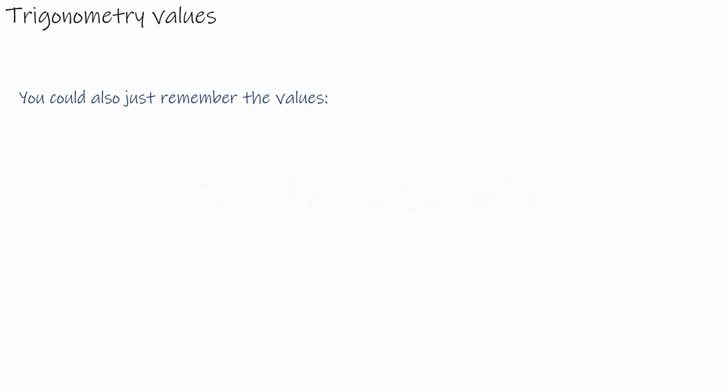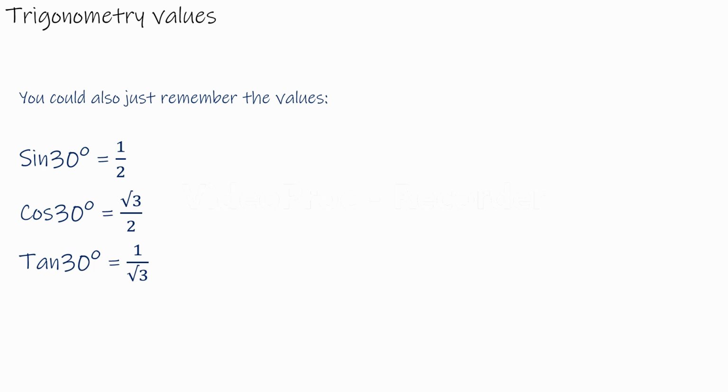Now, for those of you who would rather remember all of the values individually, I have a list here. You can remember them, however, there are quite a few to remember, so I would recommend going through the triangle route. This is our first value, sine 30 degrees equals a half. We could say that cos 30 degrees equals root 3 over 2, and tan 30 degrees equals 1 over root 3.